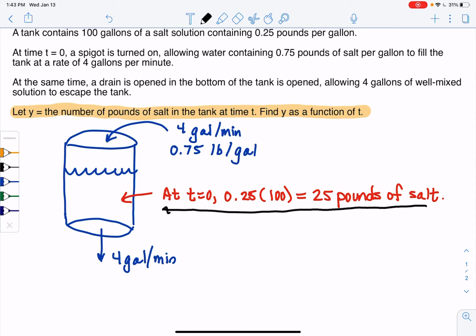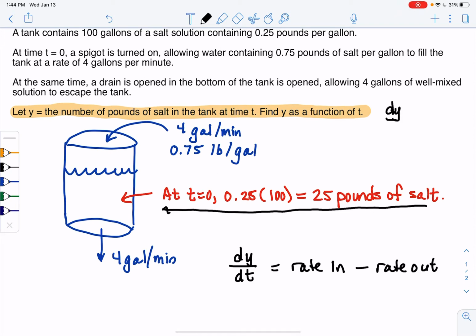And what we're looking at is this idea that dy/dt, which is the rate of change in the amount of salt in the tank at time t, is equal to the rate of salt going in minus the rate of salt going out. Now, the thing to keep in mind is units are so important. y is the number of pounds of salt in the tank at time t, which means dy/dt is going to be pounds per minute.